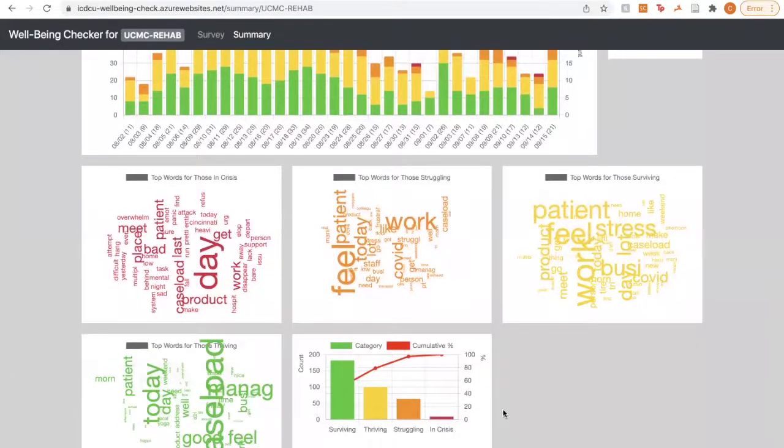Finally, this last graph shows the total number of responses in each of the 4 wellness categories indicated by the colored bars, as well as the cumulative percentage of responses across the categories.